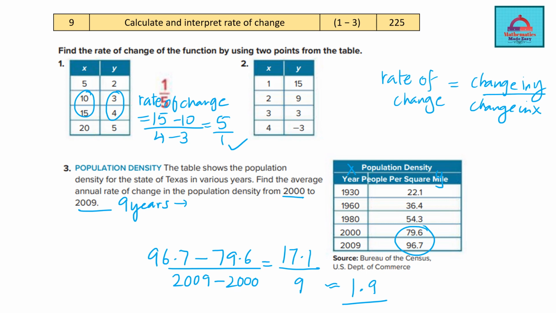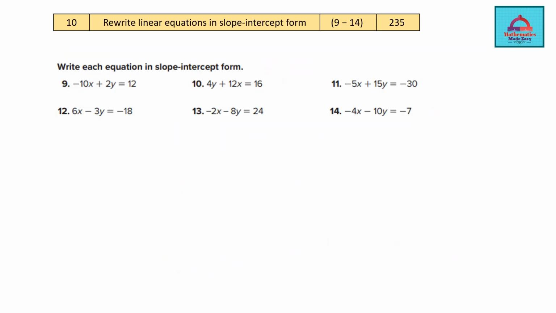Oh, so we have made a mistake here. We had to do 4 minus 3. Okay, let's just correct this. So this was 4 minus 3 divided by 15 minus 10, so 1 by 5. Okay, this is correct, and your answer would be minus 6 for that, and about 1.9 people per square mile for the population density.